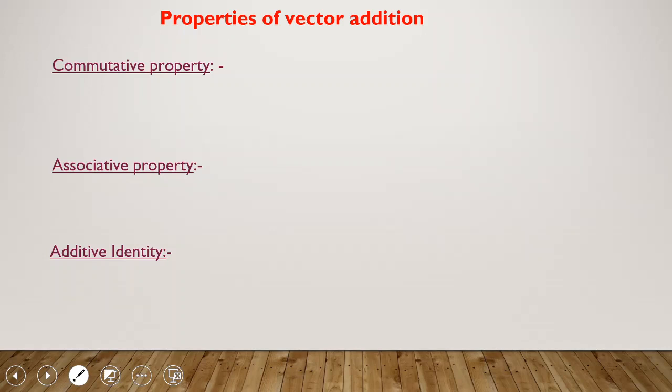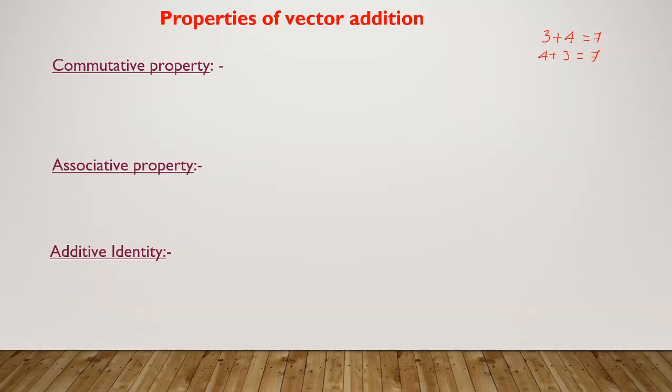So now let us check whether vectors satisfy these properties or not. Let's start with the first property, the commutative property. What is the commutative property? Take the number system: 3 plus 4 is equal to 7. What about 4 plus 3? No doubt, this is also equal to 7. So when you add any two numbers by changing their position, the result does not change. The result remains the same, correct?